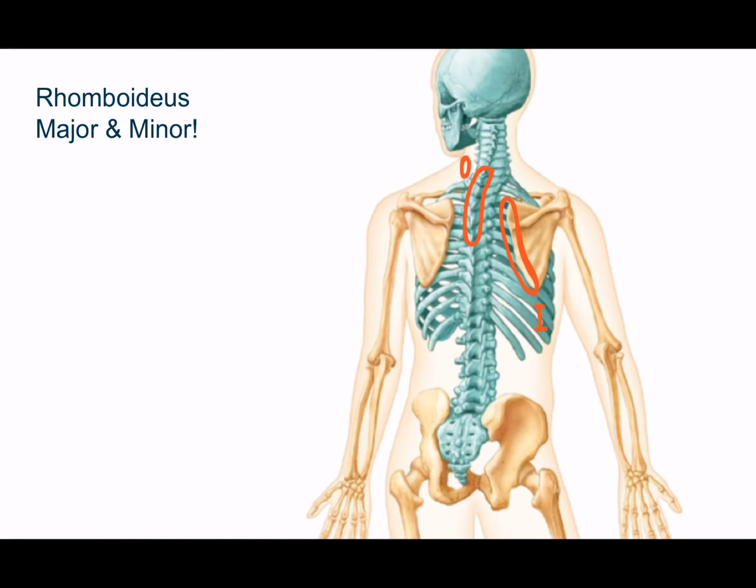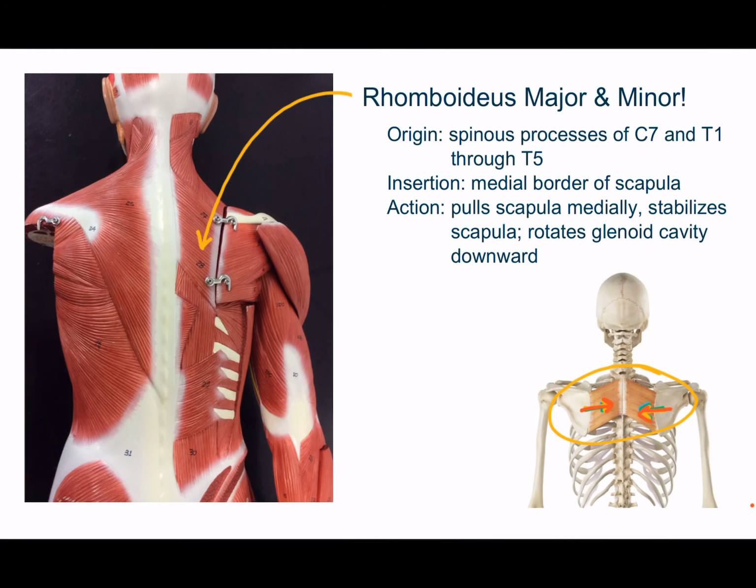So in the skeletal model, you can see how it would take up this spot. So there's a major and a minor. The major kind of takes up this space, and the minor is like that. But both are really important, and they're so well acquainted with each other. They're so similar in their origin, their insertion, and their action that you don't really need to cover them separately. You just cover them in one fell swoop.